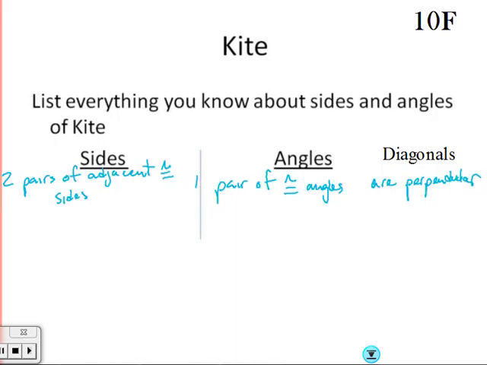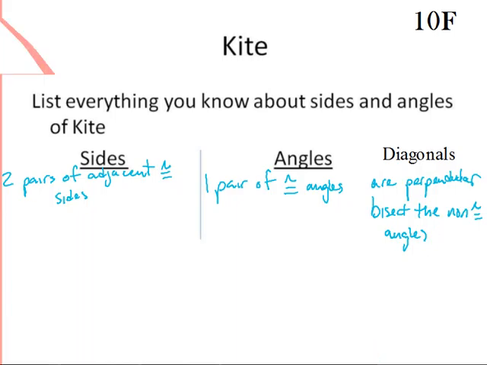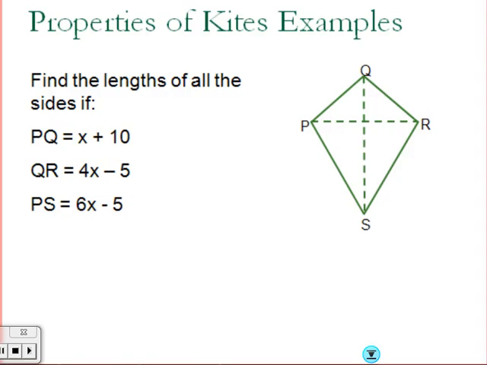One other thing about the diagonals, not only are they perpendicular, but they bisect the non-congruent angles. Okay? They bisect the non-congruent angles. So let's take a look at a kite. Before we start, I'm going to take those properties that we just talked about and make sure we understand what they look like when we're actually looking at a diagram.